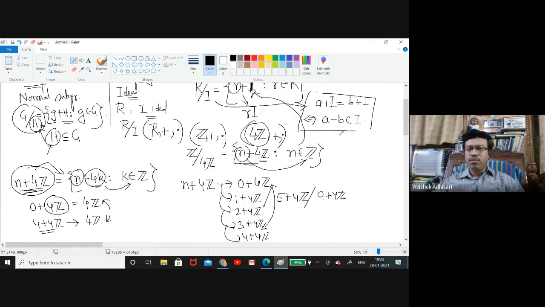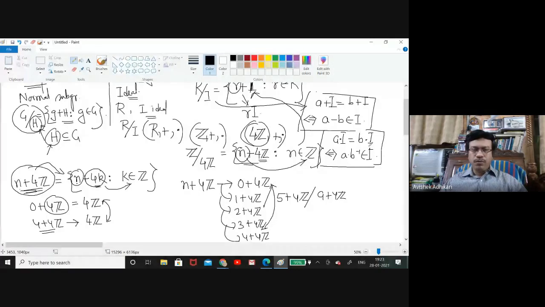Now, if instead of plus I have multiplication, that means aI equal to bI with respect to multiplication, these two elements are the same if and only if a into b inverse belongs to I. So these two properties are very important, and I'm sure in your undergraduate studies you must have dealt with all those things in the case of groups. I'm still not considering anything beyond the idea of group, so if you have this idea, you have the basic idea.